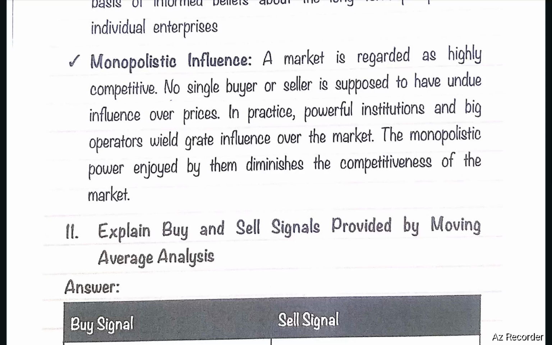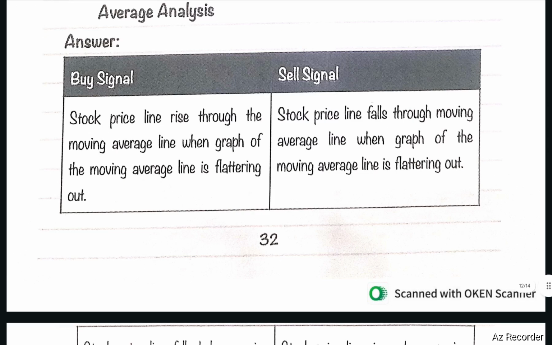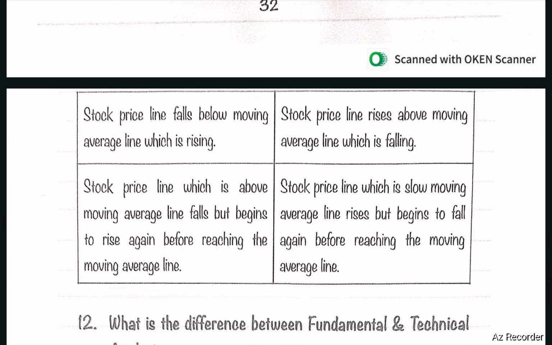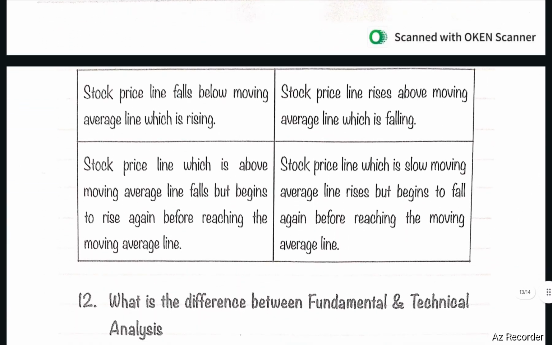Explain buy and sell signals provided by moving average analysis. Buy signal: stock price line rises through the moving average line when the graph of the moving average line is flattening out. In case of sell signal, stock price line falls through the moving average line when the graph of the moving average line is flattening out. Next, in case of buy signal, stock price line falls below the moving average line which is rising. In case of sell signal, stock price line rises above the moving average line which is falling.